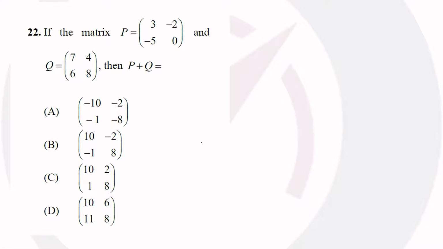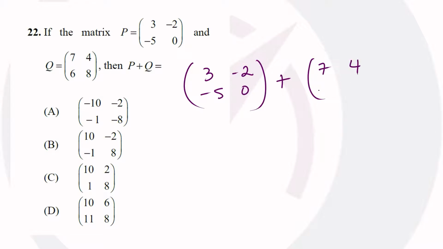Alright, so we set it out first. We put in our P: 3, negative 2, negative 5, 0. Put a plus sign. Put our Q: 7, 4, 6, 8. So we can easily add them because they are both 2 by 2 matrices.